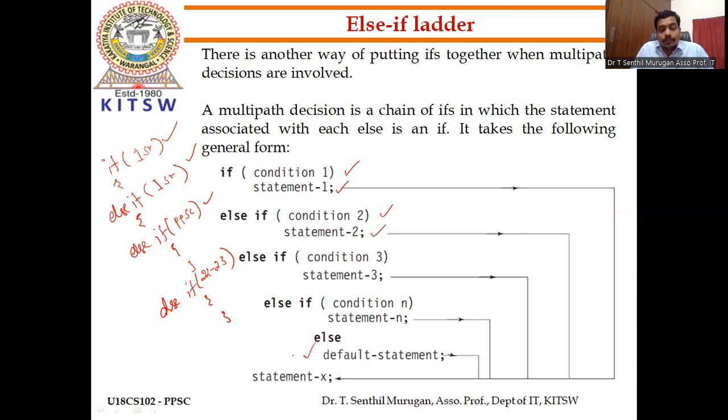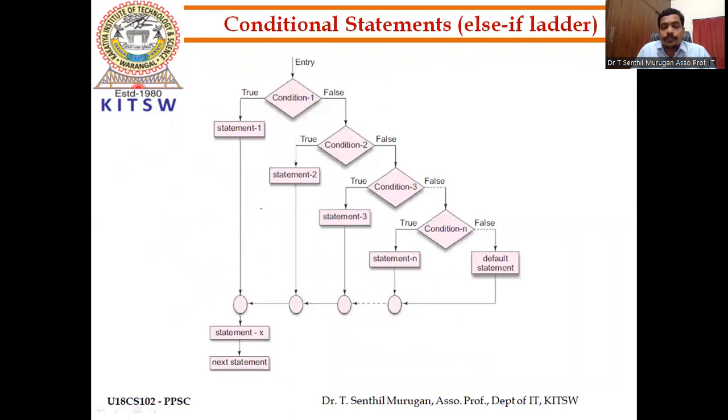For example, I will check the condition whether you are a KITSW student or not. If you are not a KITSW student, not first year, not first semester, not studying PPSC, and not admitted in 2022-23, all the conditions fail. Then simply I can say you are not a KITSW student, I am not giving the hall ticket. This is the else if ladder condition.